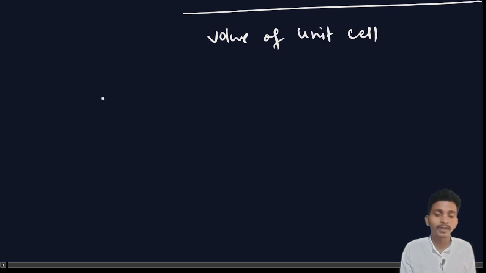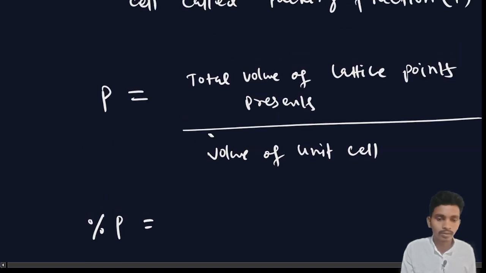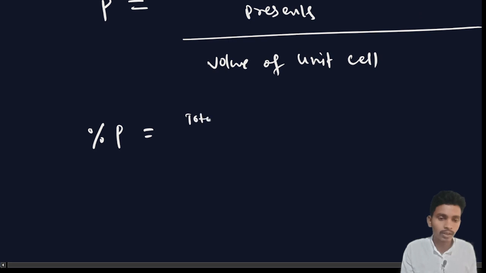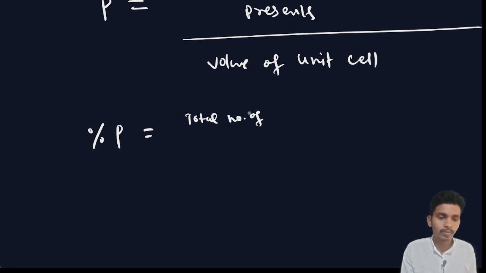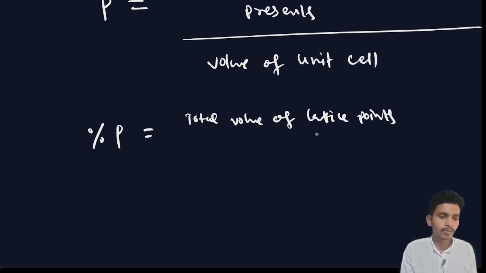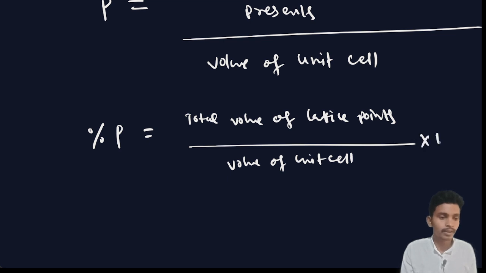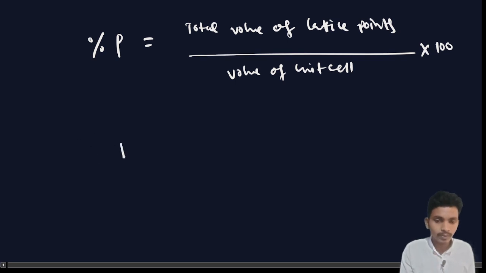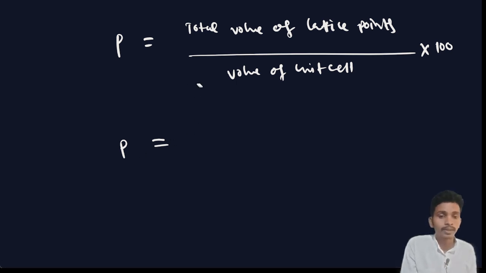Now the percentage of packing fraction is going to be the total volume of lattice points upon the volume of the unit cell, into 100. So this P, we assume, is in percentage. This is the packing fraction: the total volume of lattice points.